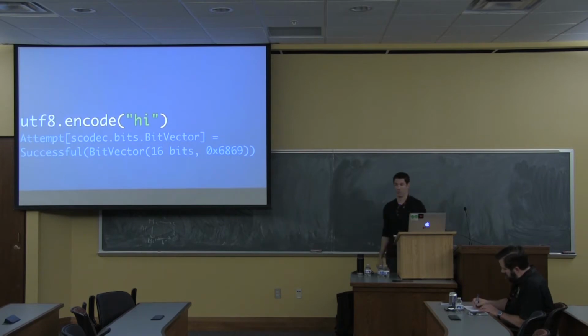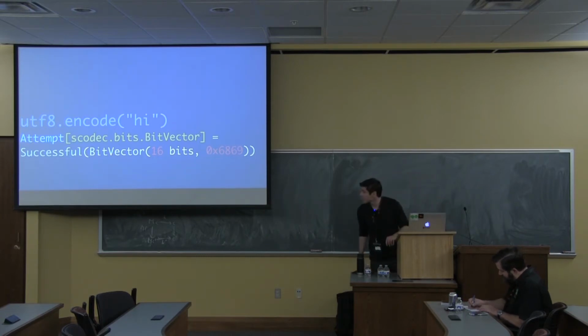So let's look at a really simple example. This is one of the built-in codecs that Codec provides. In this case, UTF-8. It's going to give us an Attempt, which is successful. That's the success clause of a BitVector. And you can see the hex value of these 2 bytes: 68 is H and 69 is I. So you spend a lot of time looking at hex if you work with Codec.